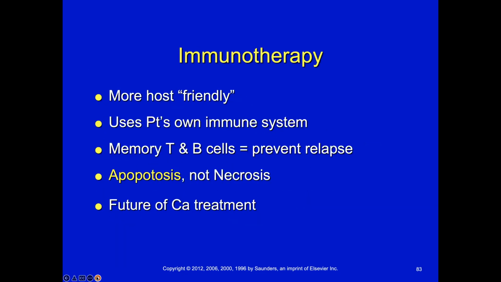So scientists have been looking for ways to achieve cancer treatments without all these side effects, and they are turning now more and more to immunotherapy. So this is a treatment that is much more host friendly. It's using the patient's own immune system to fight the cancer cells. It can create memory T and memory B cells. And the idea is to prevent relapse, which is not uncommon, unfortunately.